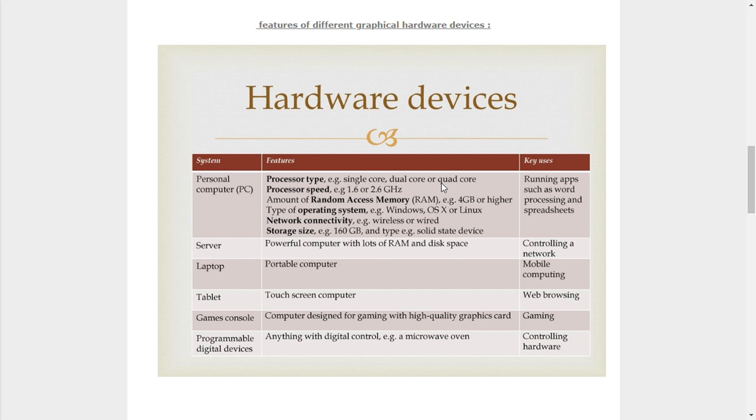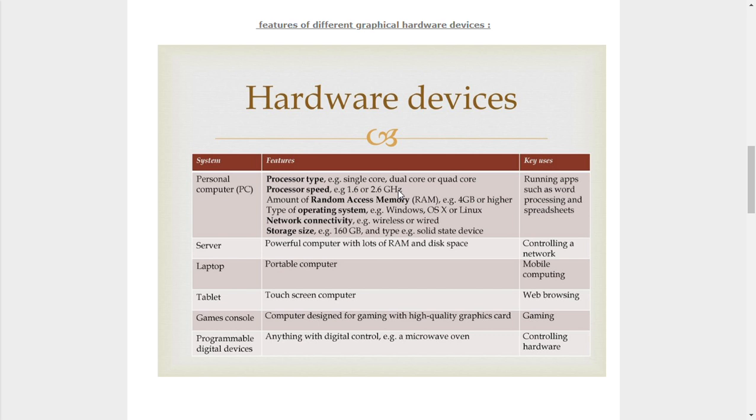And the second one will be the processor speed. Example 1.6 or 2.6 GHz. In simpler words, processor speed is how fast it works. Such as when you open multiple tabs, how fast do they all load? Well, it does depend on your Wi-Fi, but unless you're opening ones which are not connected to the internet, it is really important that your processor works really fast.